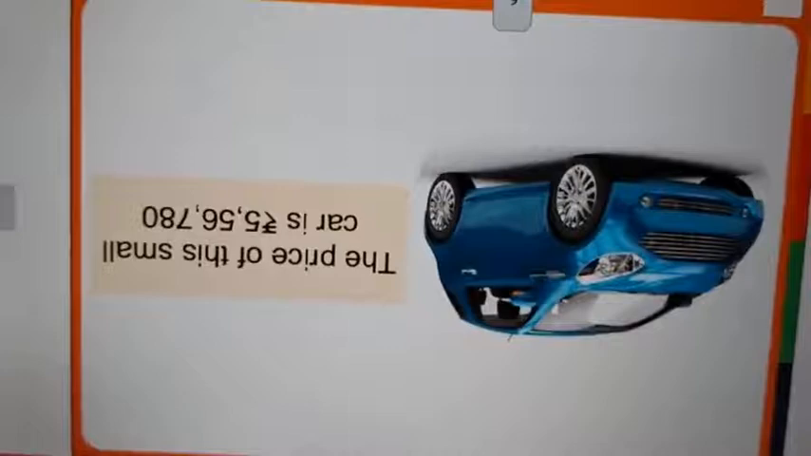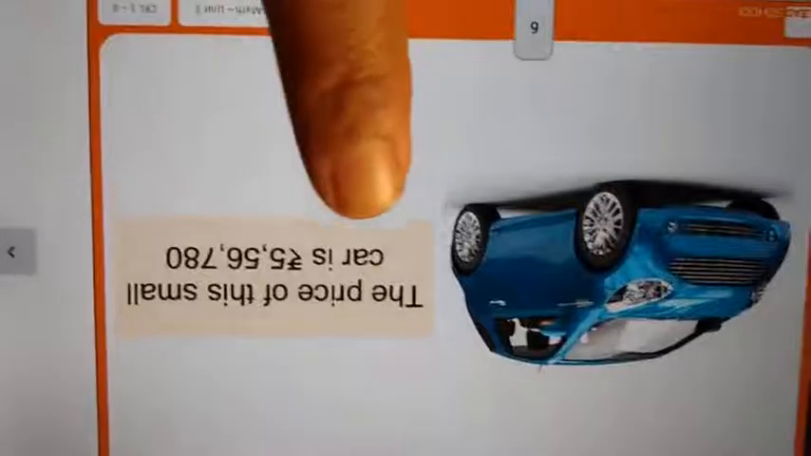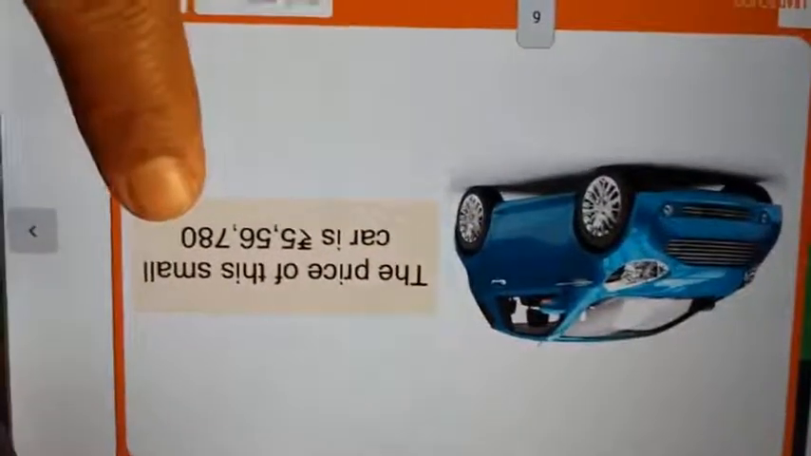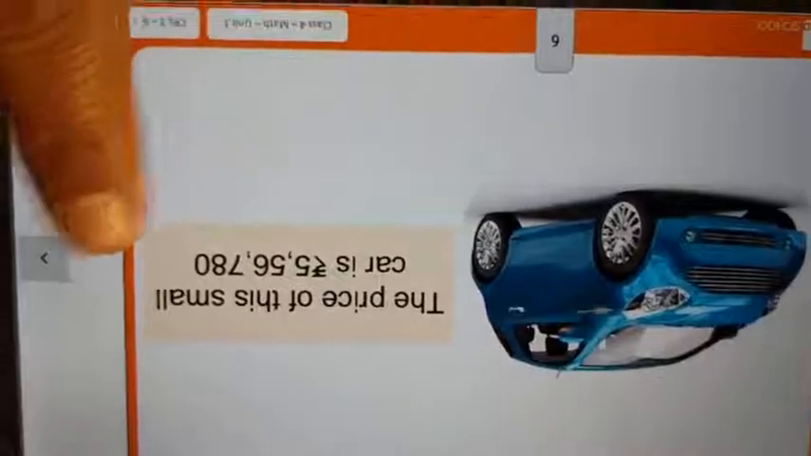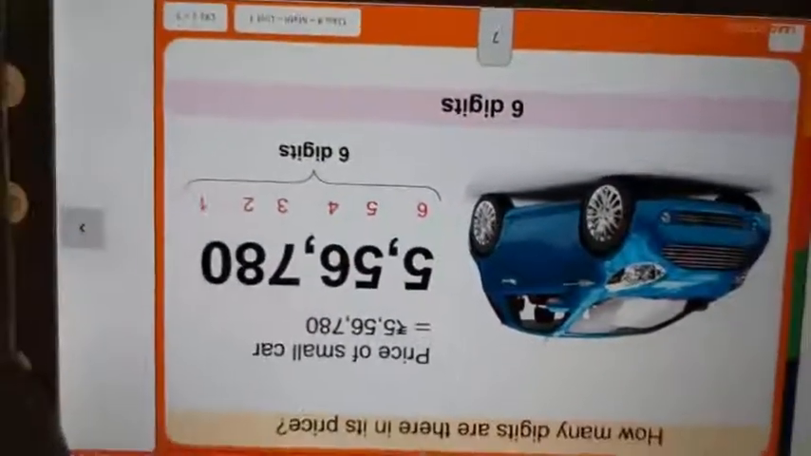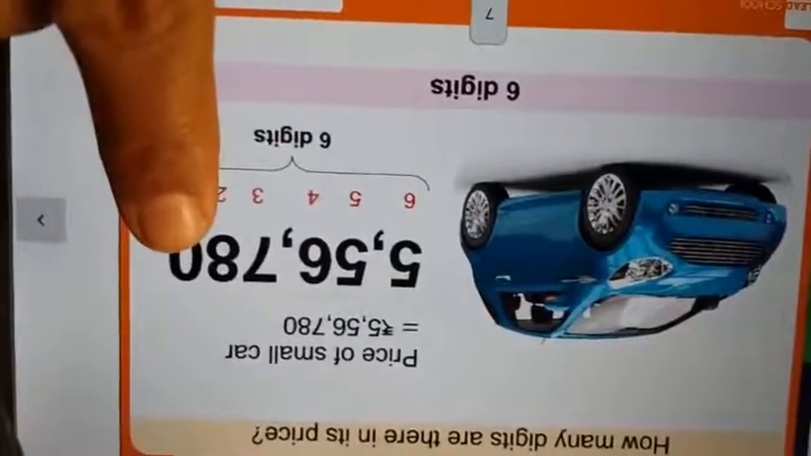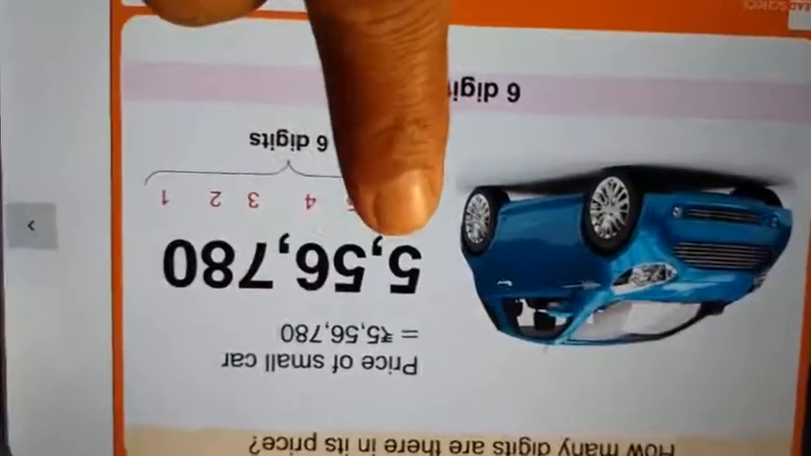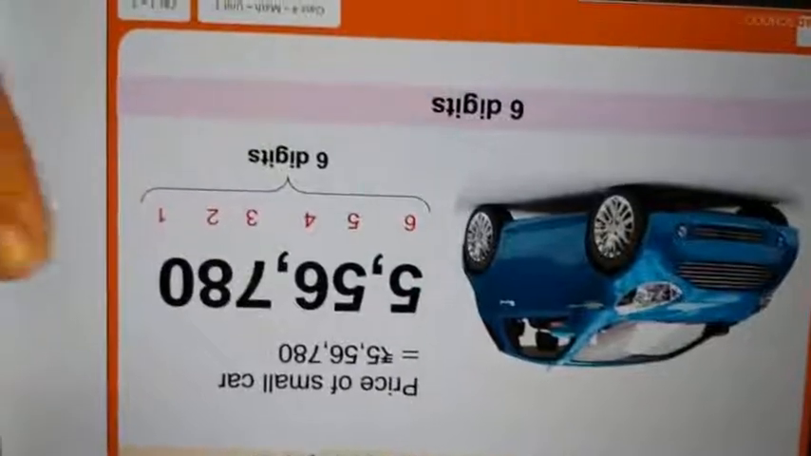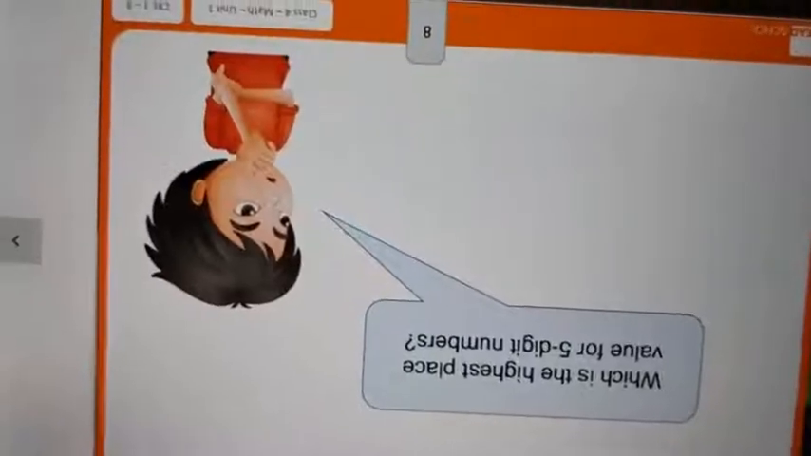Look at this. This is a car. In that, the price of this small car is 5,56,780. So how many digits are there in this price? Count with me. 1, 2, 3, 4, 5, 6. How many digits are there? 6 digits are there.